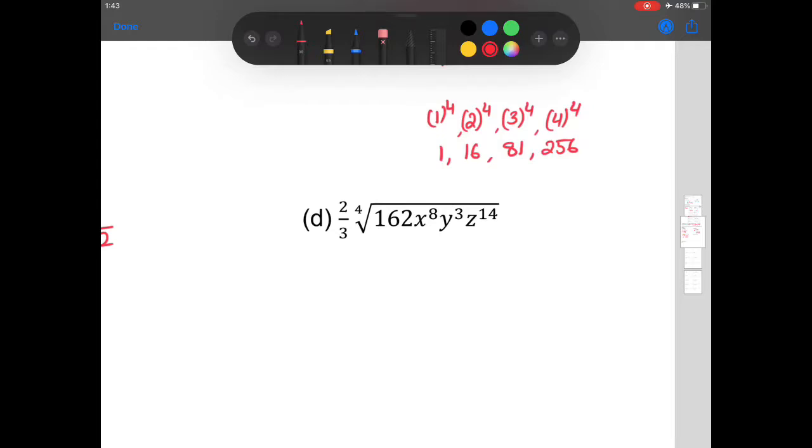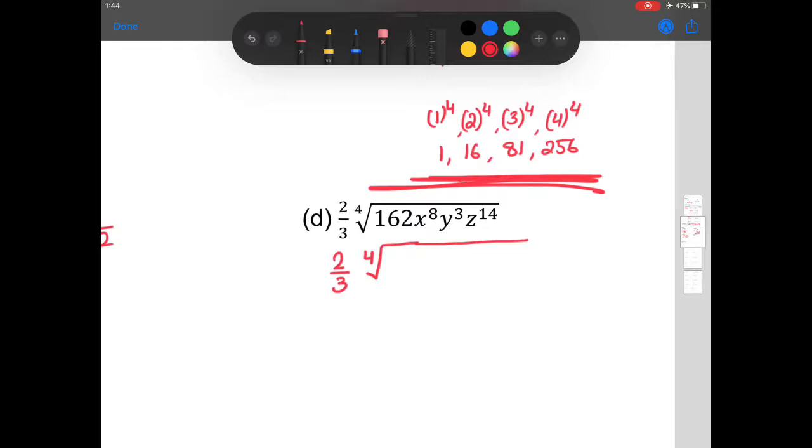So now what do I do? Again, it's the same when you're breaking them down. The coefficient 2/3 really doesn't matter. We're checking if they are perfect 4th roots, then we're good. If they're not, then we need to break it down. So 162. If you look at this list here, 162 is not in my list. So I'm going to go to half of it. What's half of 162? 81.